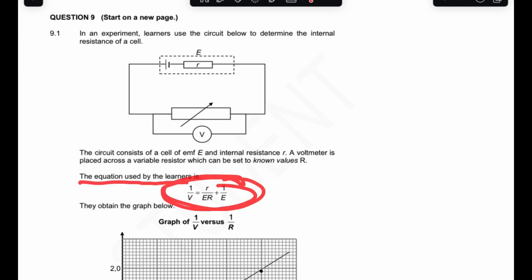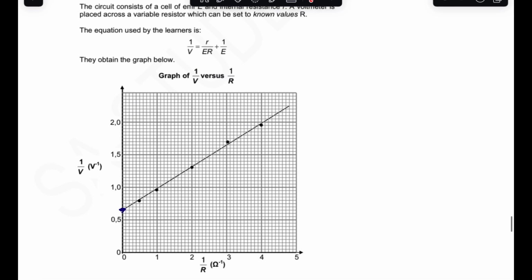So this equation, guys, will be given most of the time. You're not going to be required to derive that equation. It's quite tricky to do that.